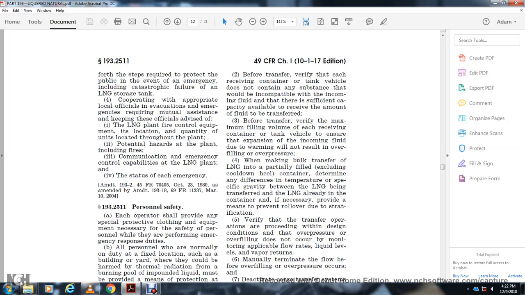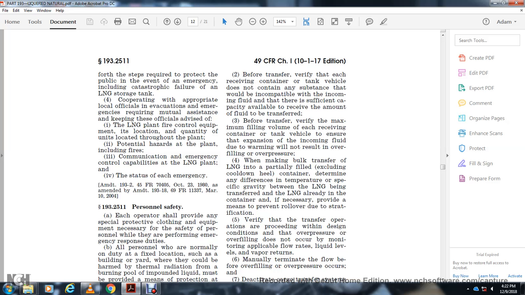Before transfer, verify the maximum filling volume of each receiving container or tank to ensure that the expansion of the incoming fluid, due to warming, will not result in overfilling or overpressure. When making a bulk transfer of liquid natural gas to a partially filled container, determine the difference in temperature and specific gravity between the liquid natural gas being transferred and the liquid natural gas in the container, if necessary.